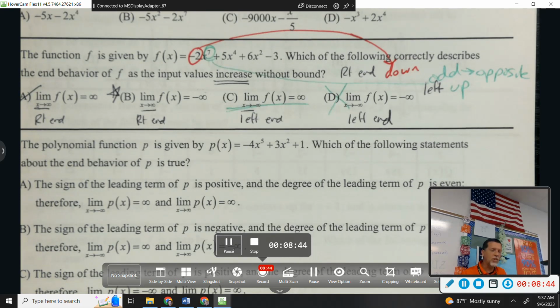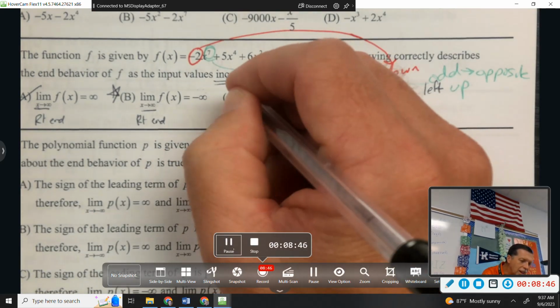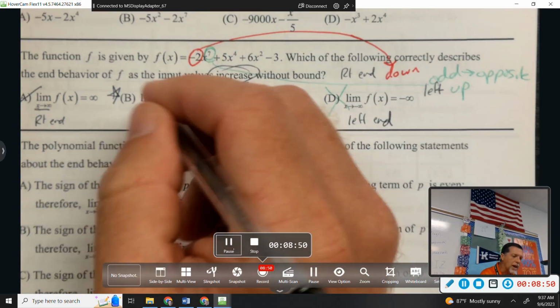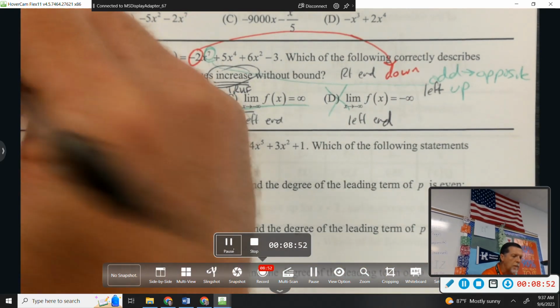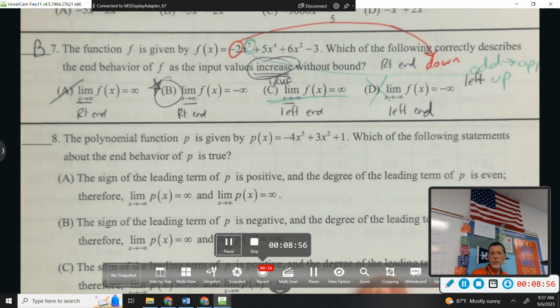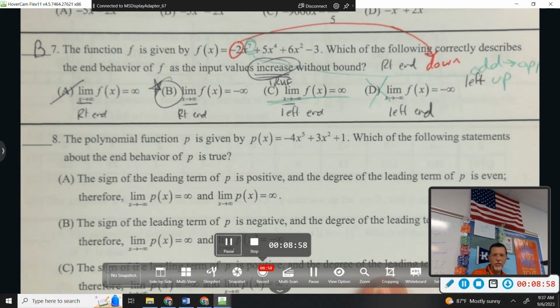Right? So C is true, but it says increase without bound, so that would be x going toward infinity. So, tricky question there. B and C are both correct, but only B answers the question.